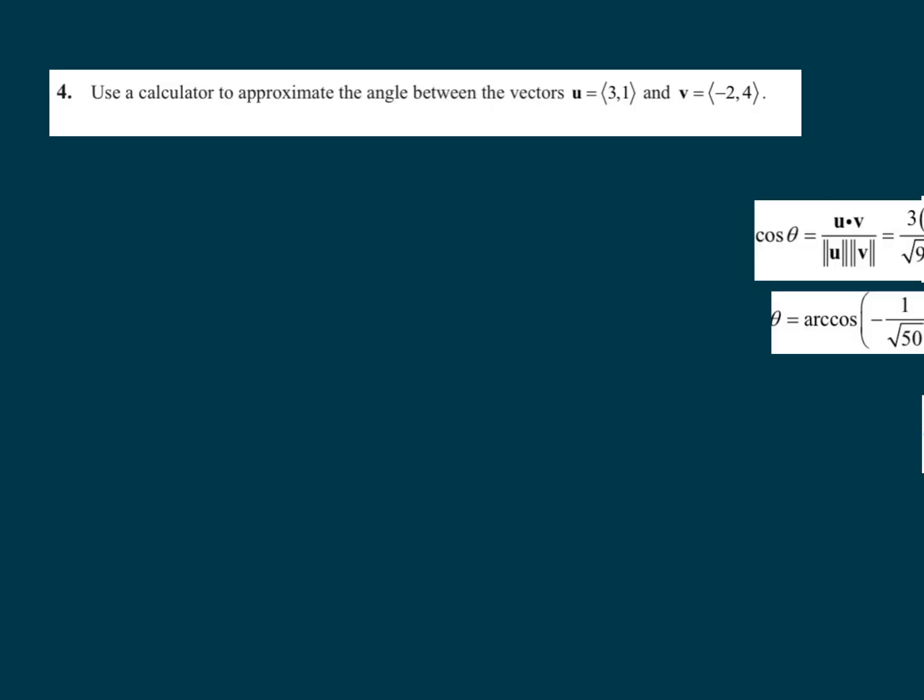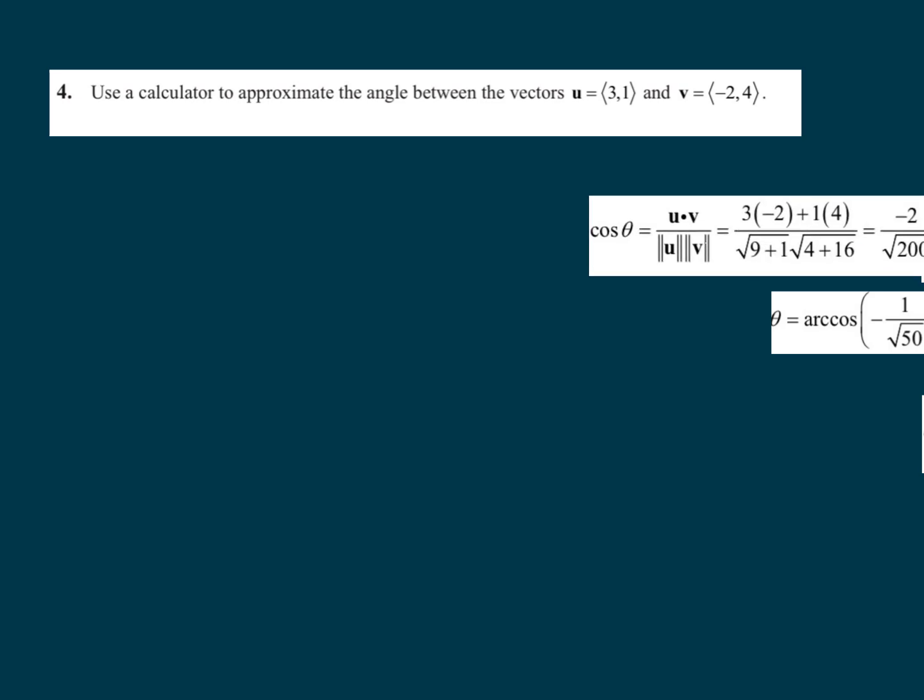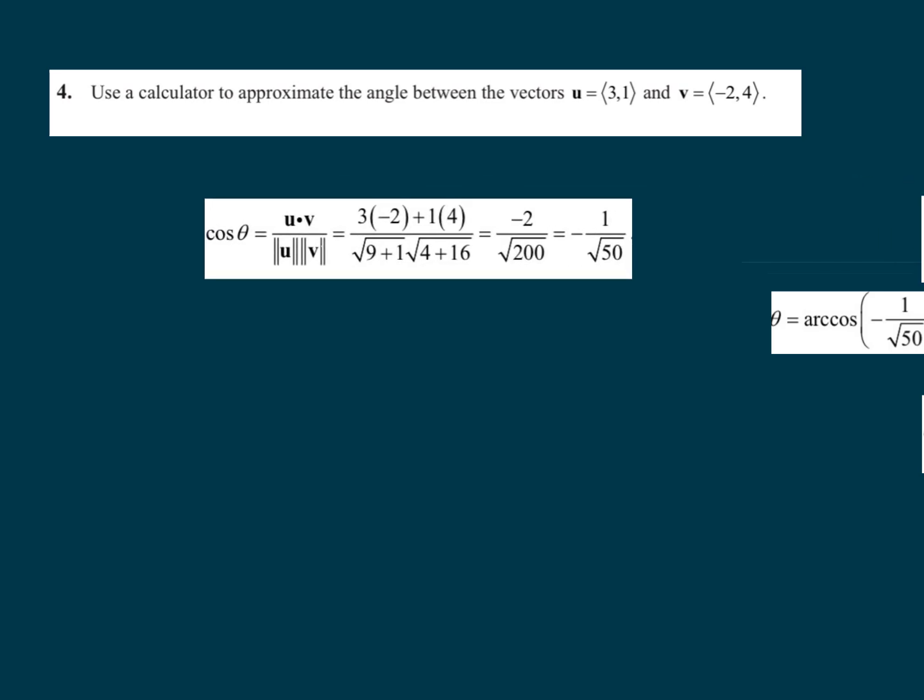This problem says use a calculator to approximate the angle between two vectors. The vectors are 3, 1 and 2, minus 2, 4. Well, if we find the cosine of the angle, using our equation cosine of theta equals u dot v divided by the magnitude of u multiplied by the magnitude of v, we will obtain cosine of theta. And from cosine of theta, if you do the numbers, you will find minus 1 divided by square root of 50.